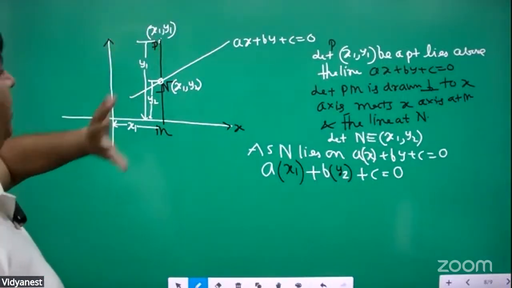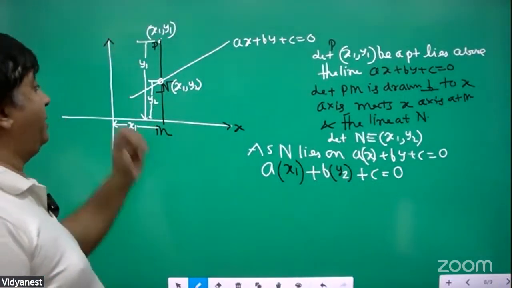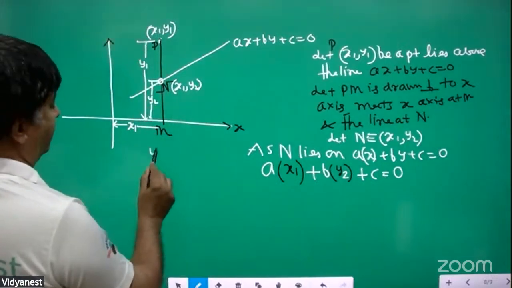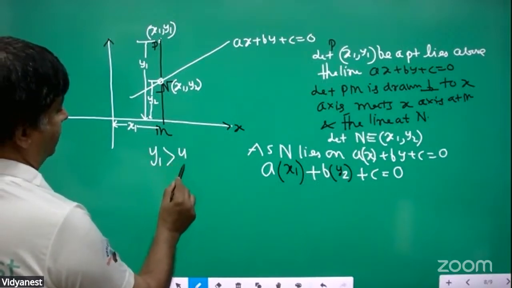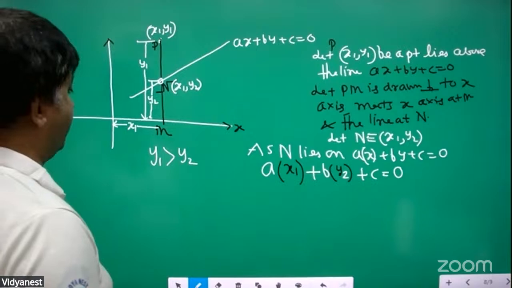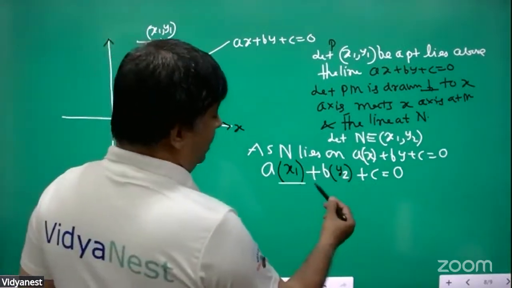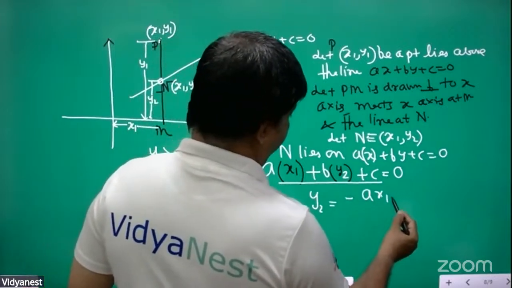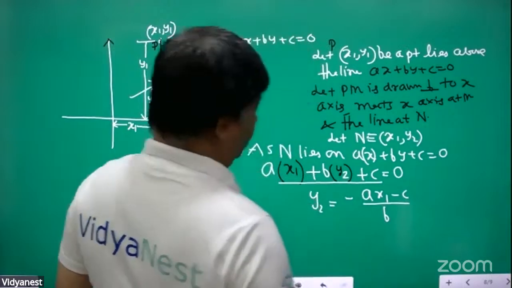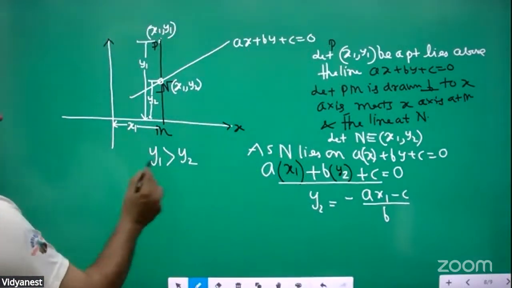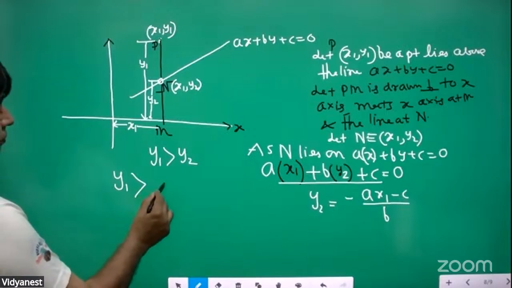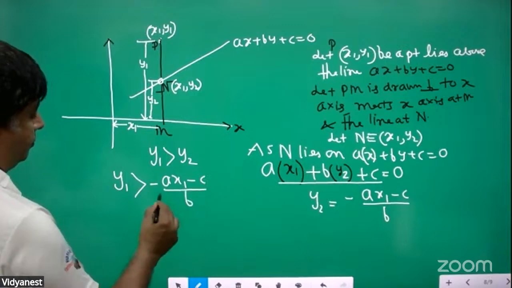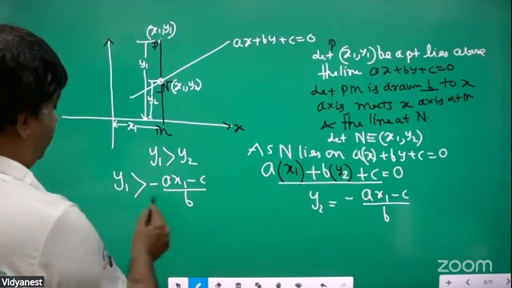Now, according to the figure, which is bigger? Which lies above whom? Obviously, y1 is greater than y2. Straight approach from the figure: y1 is greater than y2. Now, what is y2? From here, you extract the value of y2. Just take the value and put it here. Okay. Now, cross multiply.